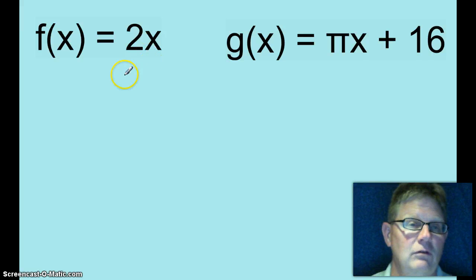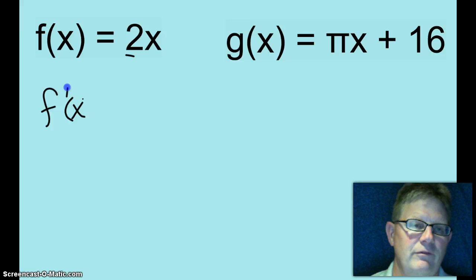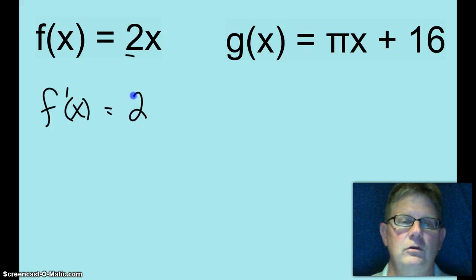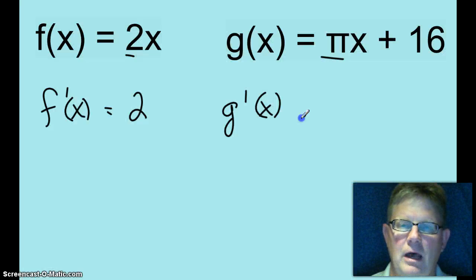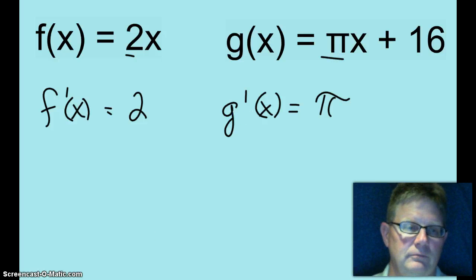Alright, f of x equals 2x. Okay, that is a line that goes through the origin and has a slope of 2, so f prime of x, the derivative of f of x, is 2 because it has a slope of 2. g of x has a y-intercept of 16 and a slope of pi, so the derivative of g of x, g prime of x, equals pi because that's the slope, that's the coefficient, that's the m for that linear function. Did I say too much too fast? That's a cool thing about pausing and rewinding, isn't it? And doesn't this just make you mad that all you have to do is write that down? Yeah, it's okay. It's going to get worse.